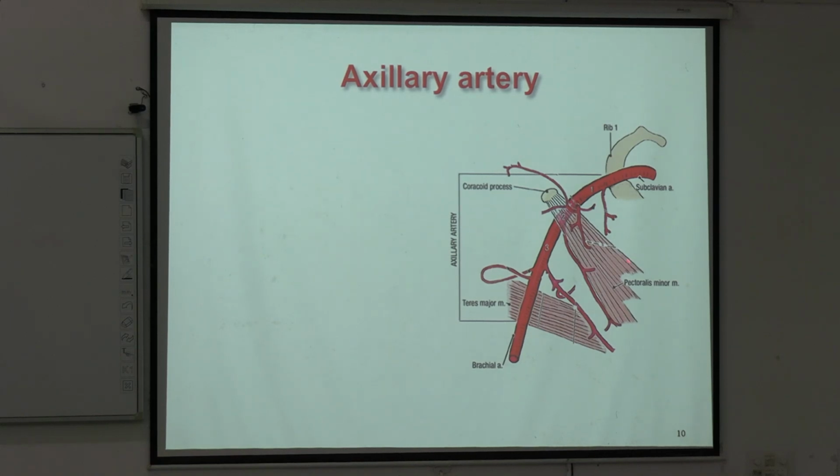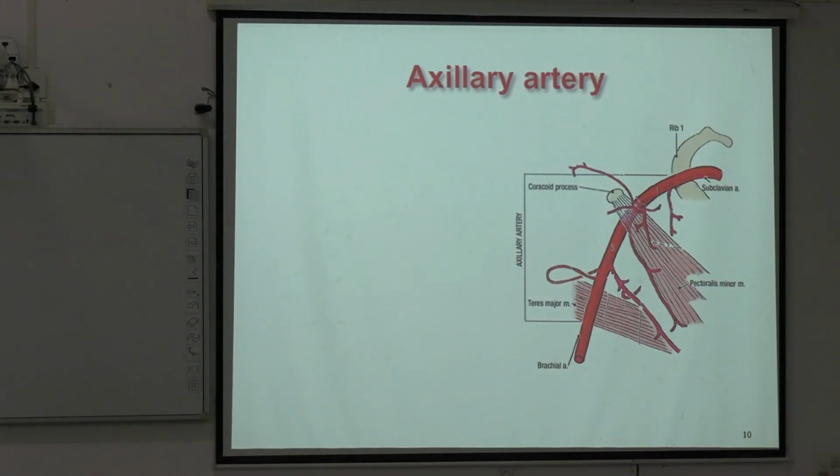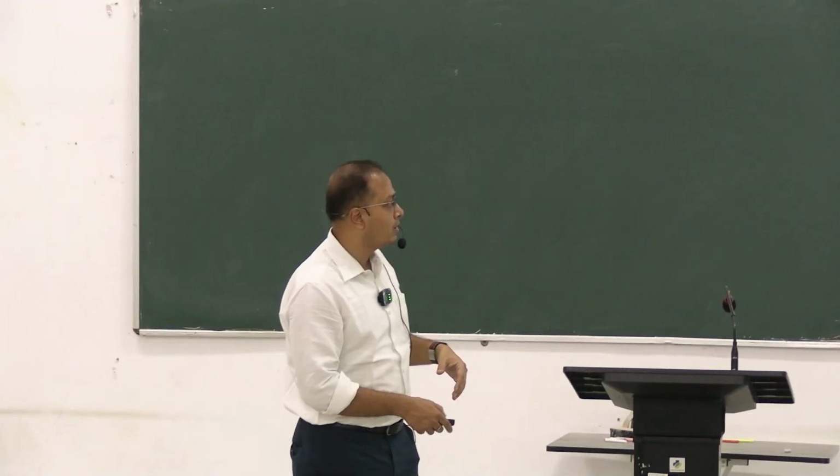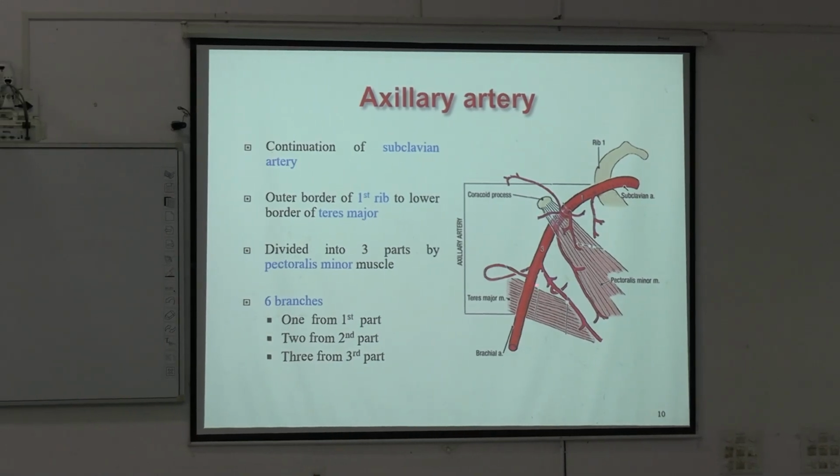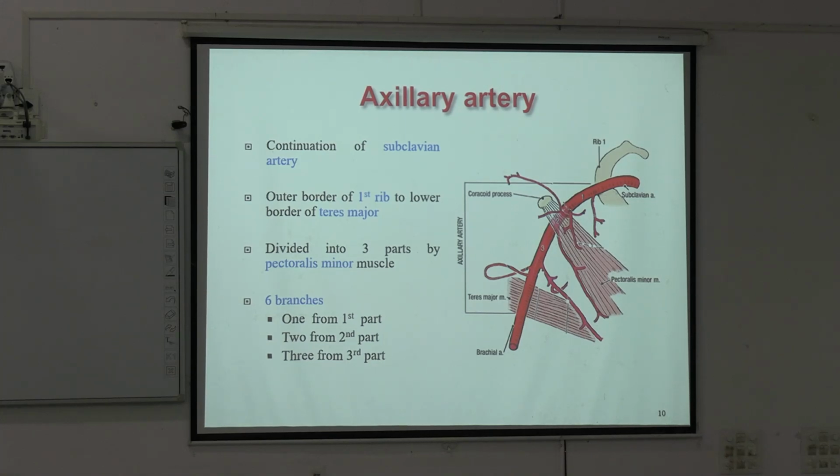The part before the covering of the pec minor is zone 1 or part 1. The part covered by the pectoralis minor we call part 2 of the axillary artery, and the part beyond that we call part 3. So part 1, part 2 and part 3. This entire length from rib 1 until it crosses the teres major muscle at the bottom end we call the axillary artery, because it is coursing through the axilla. After that the axillary artery becomes the brachial artery.